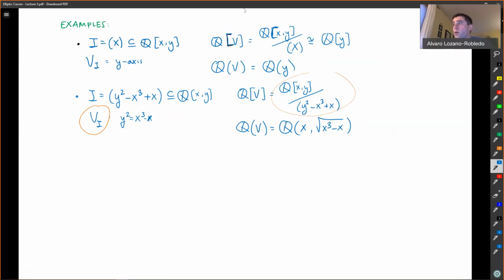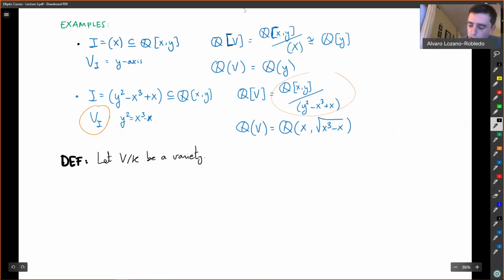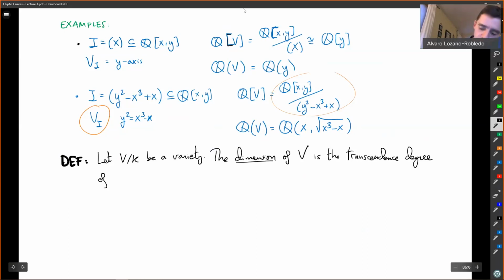Very good. What else should I do now? We're ready to talk about the dimension. Okay, so let's go right into that definition. The dimension of a variety, so let V be a variety. The dimension of V is the transcendence degree of the function field over K bar. So that is a field extension, and then we can compute the transcendence degree of that extension.